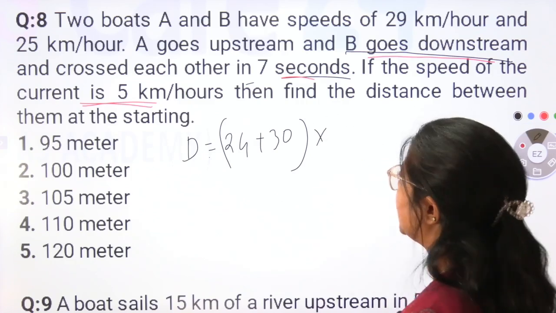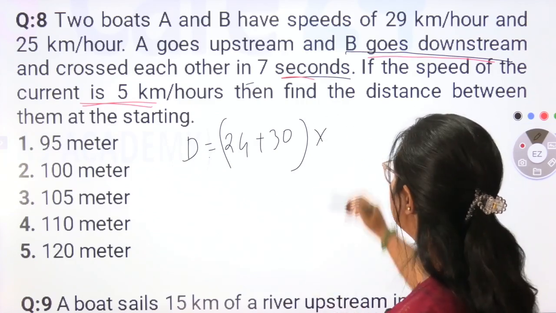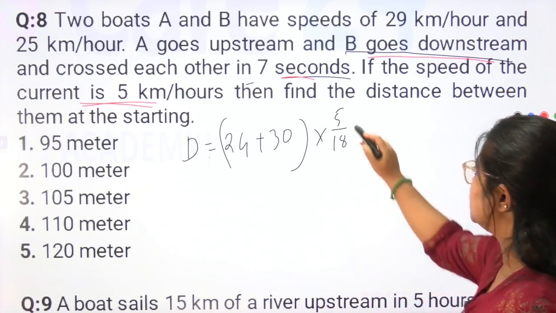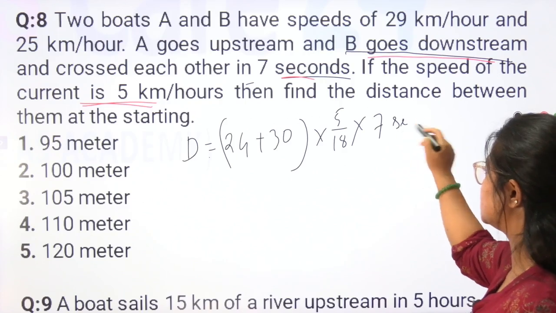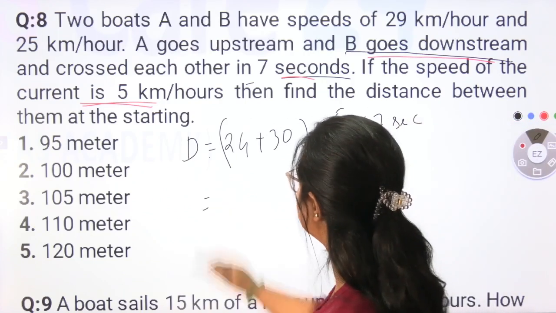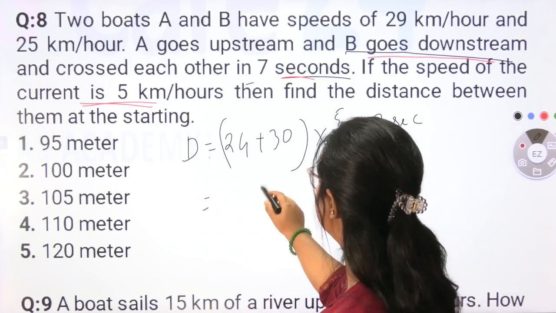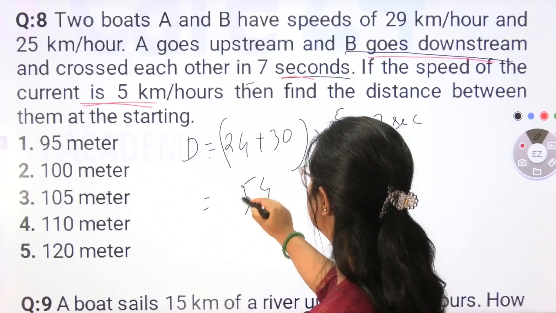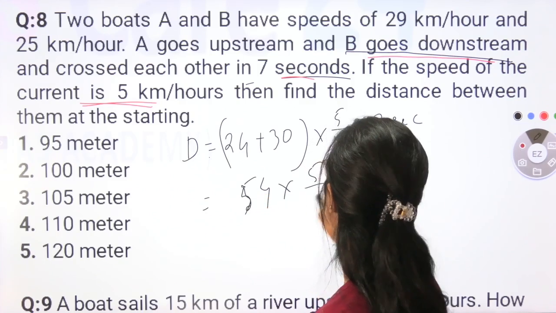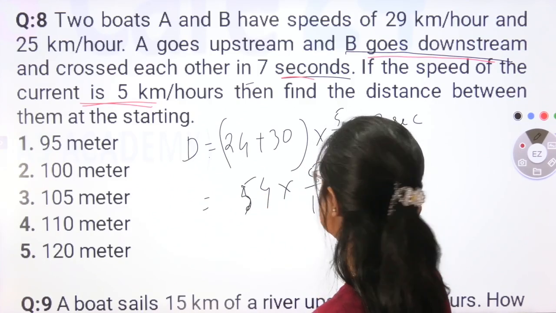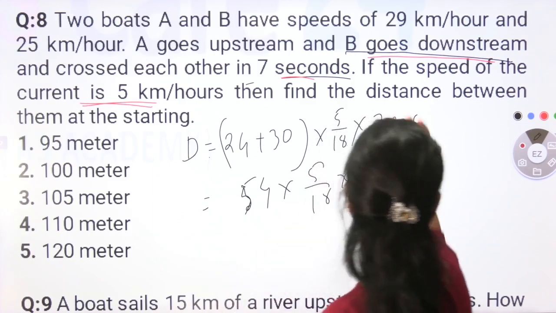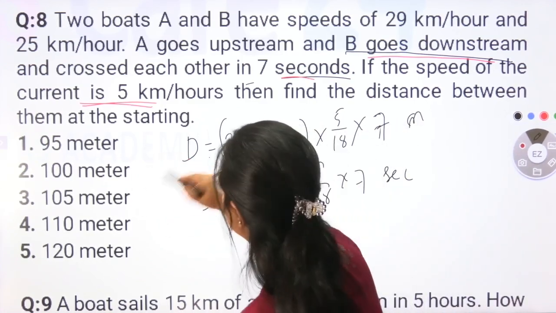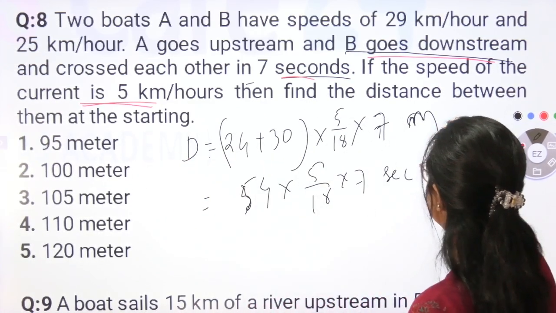So if I convert it into meter per second, I need to multiply by 5 by 18. So into time, which is 7 seconds. So if I do the calculation, how much will I get? 54 into 5 by 18 into 7 seconds. Oh sorry, it is in meter now, because I am calculating my distance, so distance will be in meter.